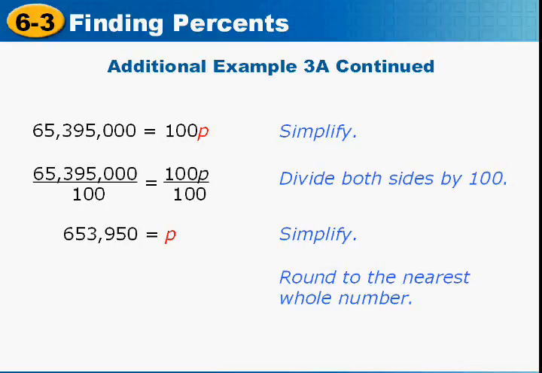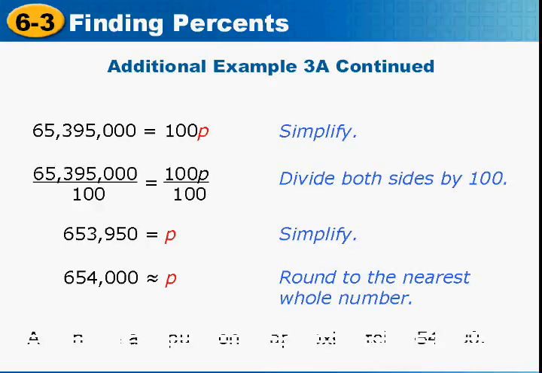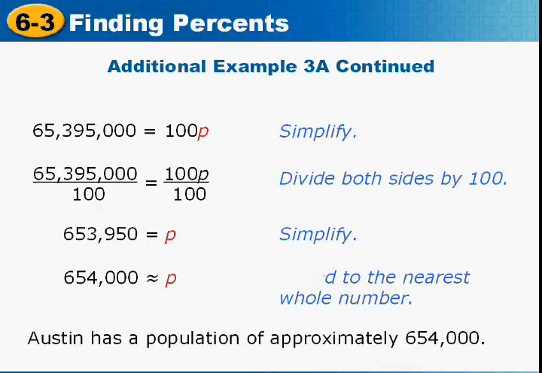Now please go back to the question. It said to the nearest thousand. So we need to look at the digit to the right, which is 9. 5 or more, raise the score. So we changed it to 4. 654,000. That would be the population of Austin.